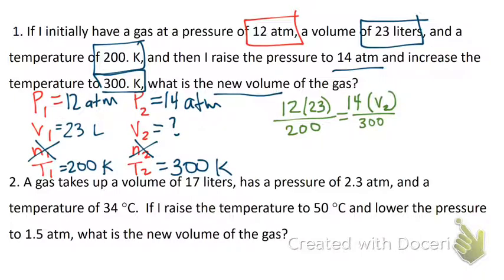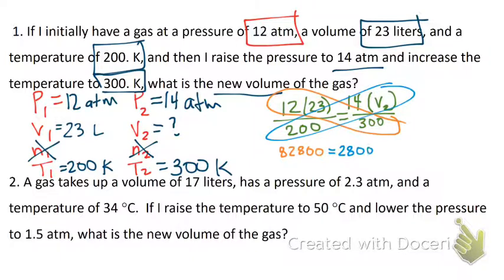Then how we get to the final answer is completely up to you, how you use your algebra. What I would recommend, though, is that we cross multiply. So I like to start by multiplying this diagonal, so I'm going to do 12 times 23 times 300, and that equals 82800. And then I'm going to multiply that other diagonal, 200 times 14 times V2, so that's 2800, and the V2, or the X, however you want to write it.